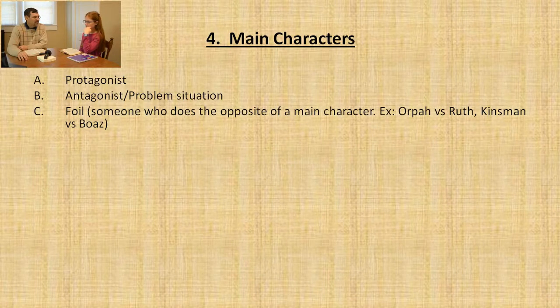Then there's a foil. That's a character in the story. Not every story has a foil, but you'll find a lot of stories do. A foil is someone who does the opposite of the main character. For example, Orpah and Ruth. Orpah does the opposite of Ruth, right? Ruth goes with Naomi. Orpah goes back to her people. She does what's expected. Ruth goes beyond.